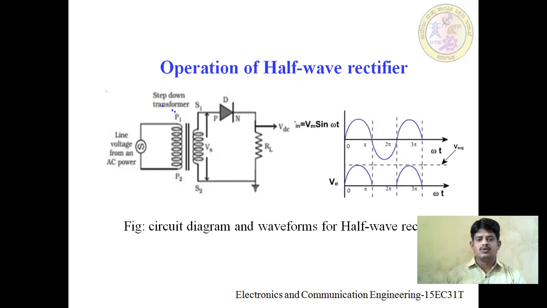You can see here we have only 50% of the output. The other 50% is blocked, so the efficiency will be less than 50%. As we have seen, it is 40.6%. So 40.6% is the efficiency of the half wave rectifier. This is the operation of the half wave rectifier.